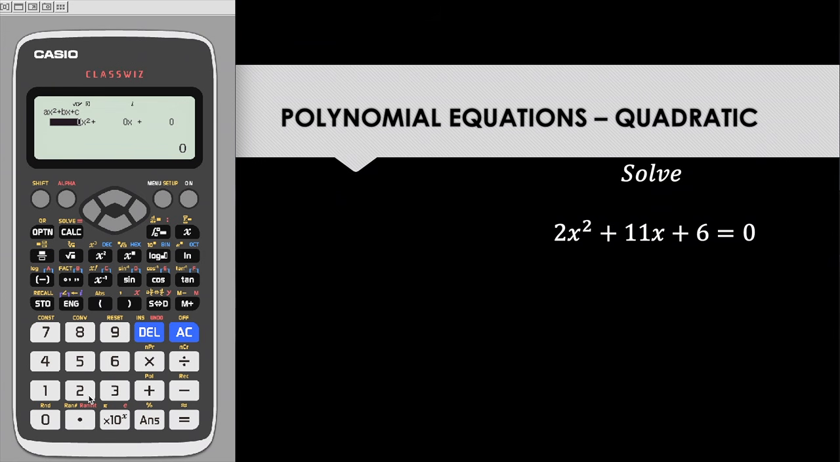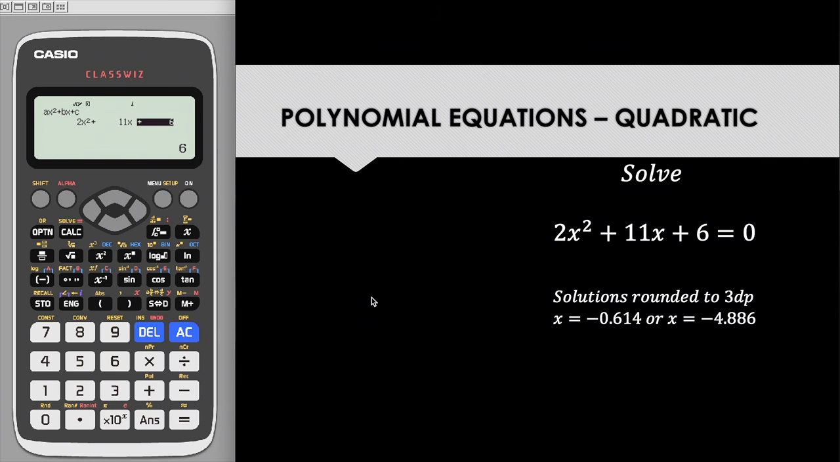So if we input this question into our calculator, the first bit's going to be 2, second bit's going to be 11, plus a 6, and that's equal to 0. Now I have already solved this using the quadratic formula. To 3 decimal places, I got solutions of x equals minus 0.614 and x equals minus 4.886. So if I select equals, let's see what values we get.